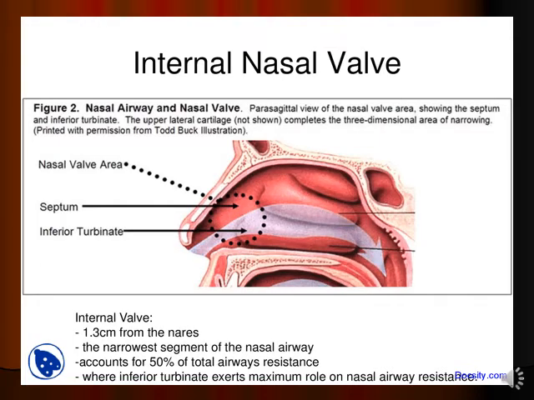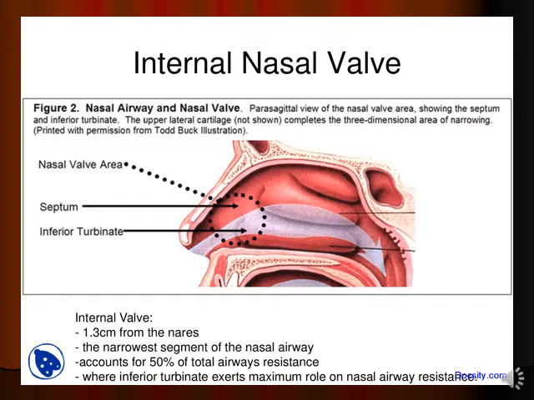The area of the internal nasal valve is a very significant and critical area in this topic, that is, nasal respiration. In the anatomy, the internal nasal valve is located at the lower border of the upper lateral cartilage, and it is considered to be the narrowest area in the respiration. So we have an area at the level of the lower border of the upper lateral cartilage.